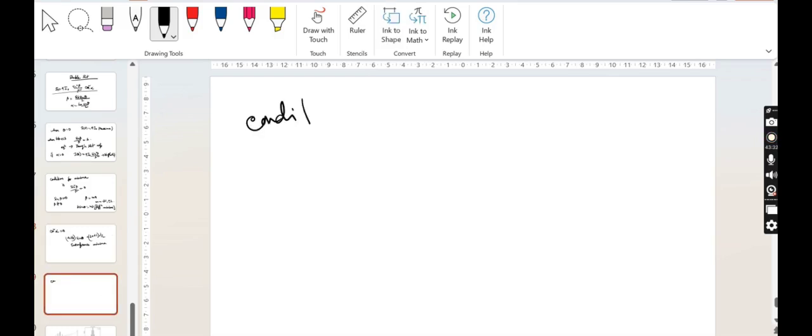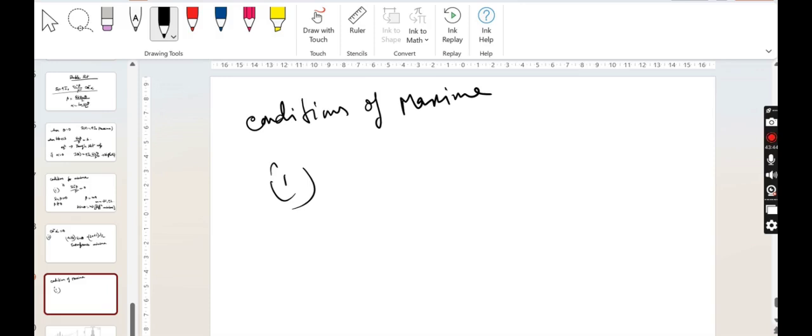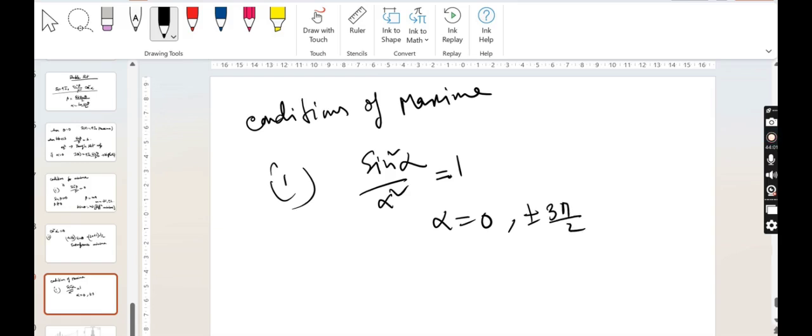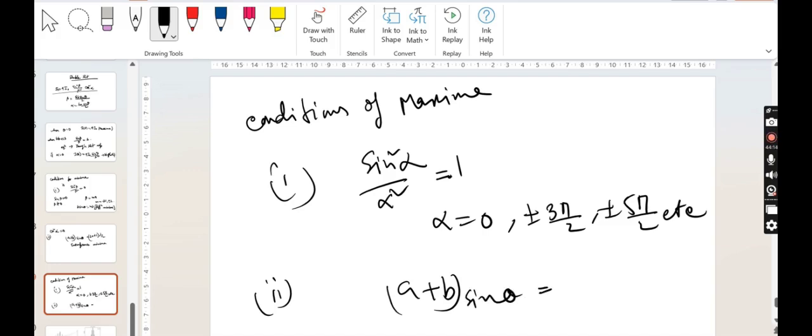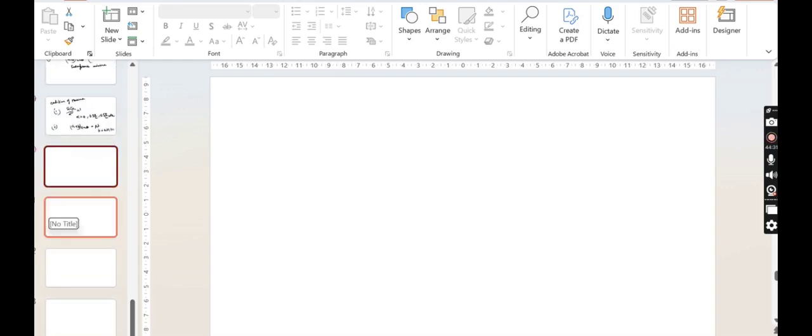And the condition of maxima: this is one condition of minimum, this is the second condition of minimum. One condition would be sin square alpha by alpha square going to 1. So that would happen at alpha equal to 0 and plus minus 3 pi by 2, plus minus 5 pi by 2, etc. Another condition is a plus b sin theta is equal to p lambda, where p is equal to 0, plus minus 1, plus minus 2 and so on. So now we know the conditions for maxima and minima.